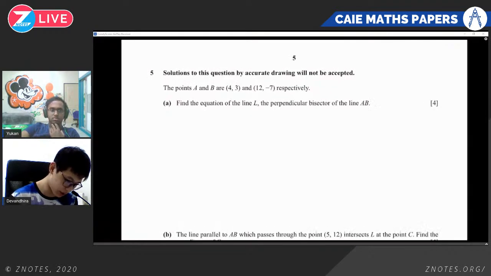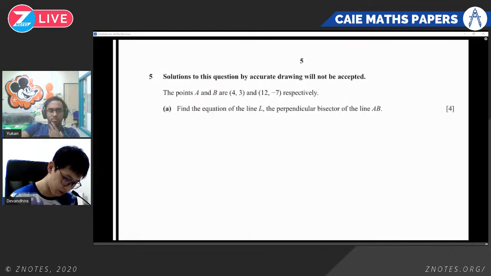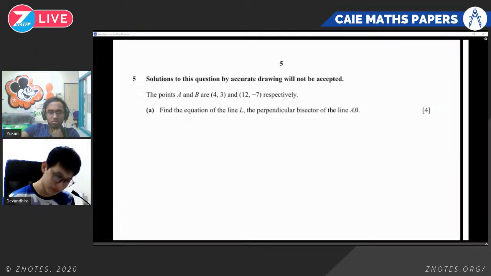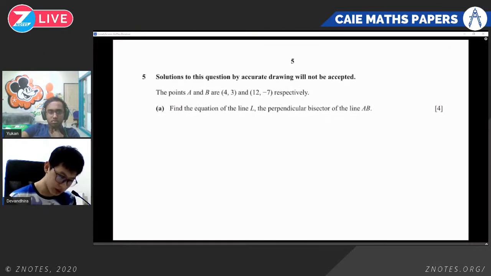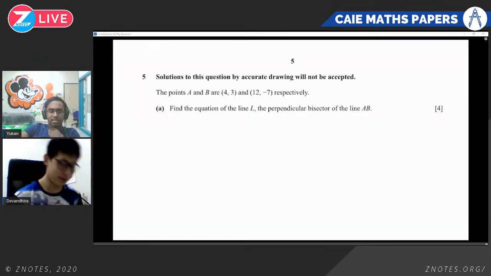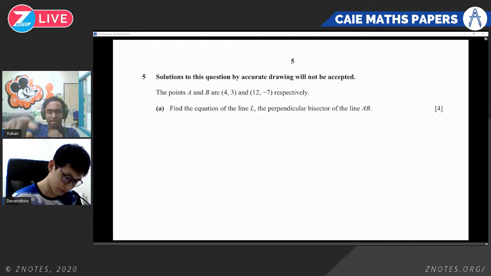Coordinate geometry. Okay. The points A and B are (4, 3) and (12, minus 7) respectively. Find the equation of the line L, the perpendicular bisector of the line AB. So what does perpendicular bisector mean? It means the perpendicular bisector is a line that intersects the midpoint of the line, and it is at a 90-degree angle to it. Exactly.